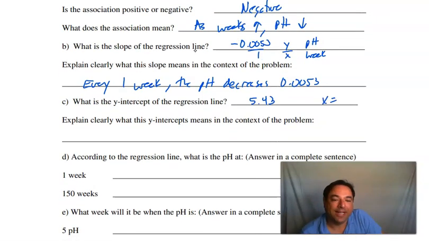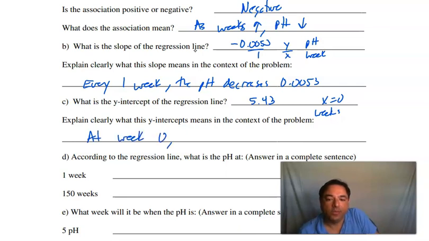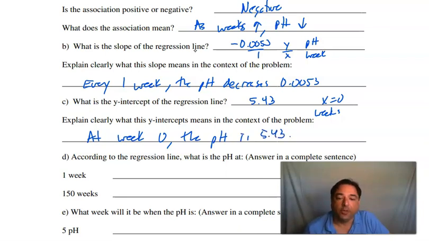And then how do you explain a y-intercept? A y-intercept is when x is 0. And what is x? X is weeks. So at week 0, the pH is 5.43. So basically it's saying your pH starts at 5.43 and every week the pH decreases 0.0053.